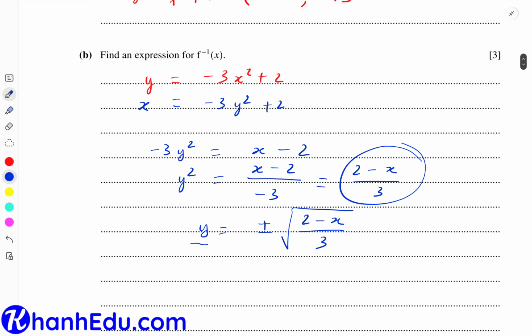And here we have y equals this, and this would be the inverse function of f of x. So we can rewrite this as f inverse equals plus or minus the square root of 2 minus x over 3.